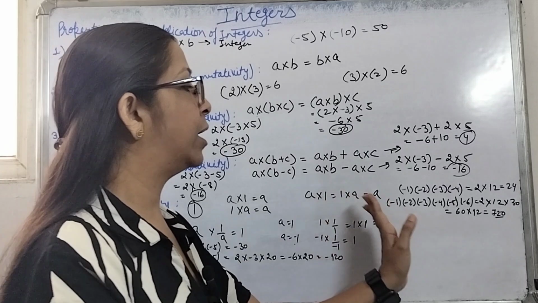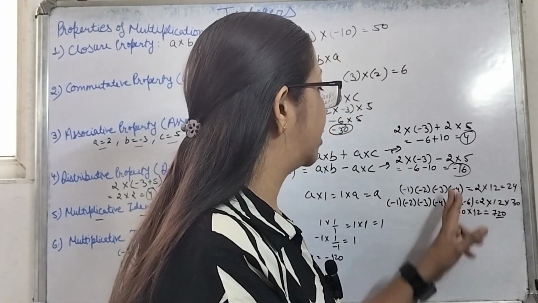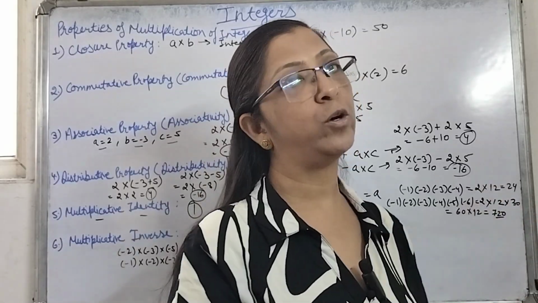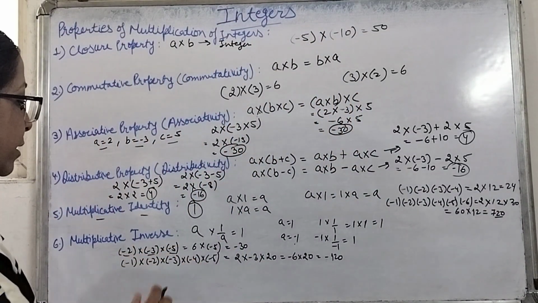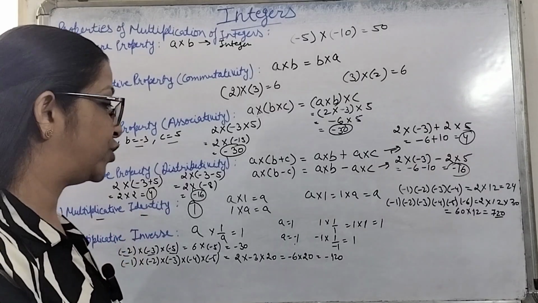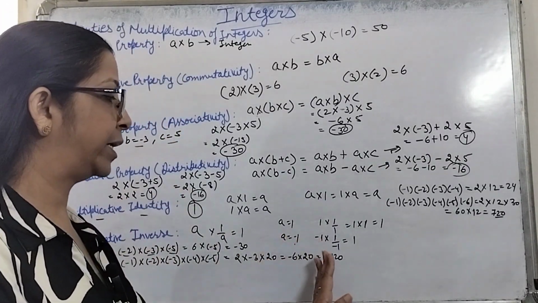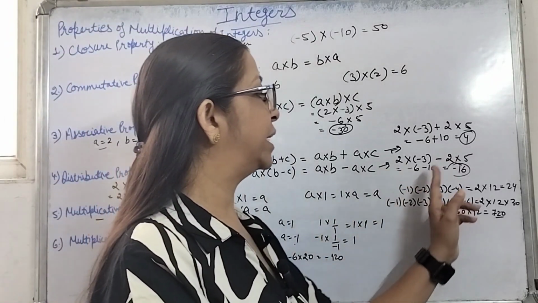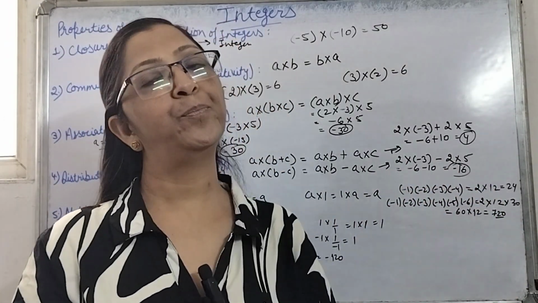So if we are multiplying negative integers an even number of times, the final product will be positive. So what we can conclude here is that if we are multiplying negative integers an odd number of times, then the final product will always be negative. If we are multiplying negative integers an even number of times, then the final product will be positive.